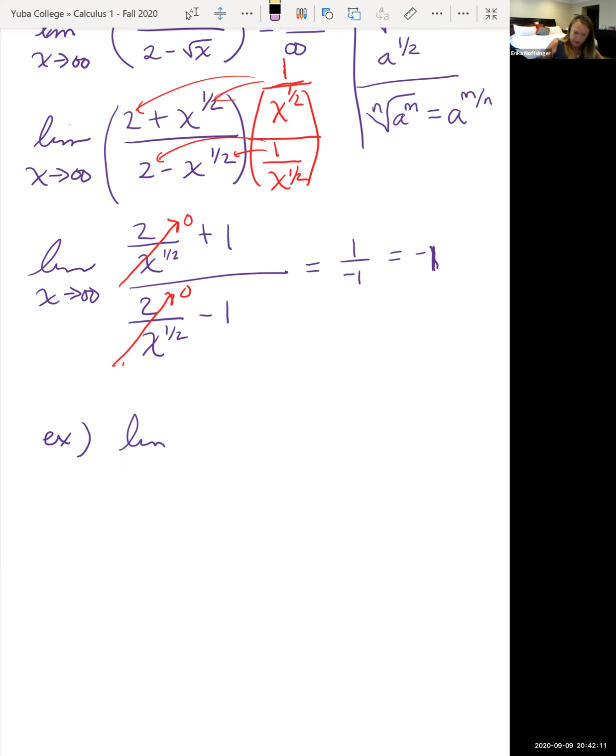One more. Limit as x is approaching negative infinity. This time we have 4 minus 3x cubed in the numerator, and in the denominator, we have the square root of x to the 6 plus 9.